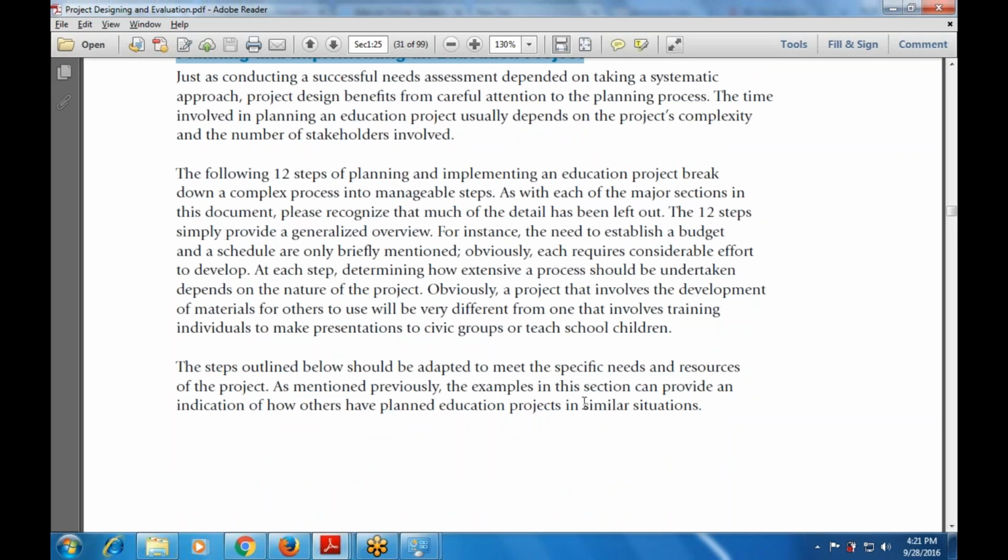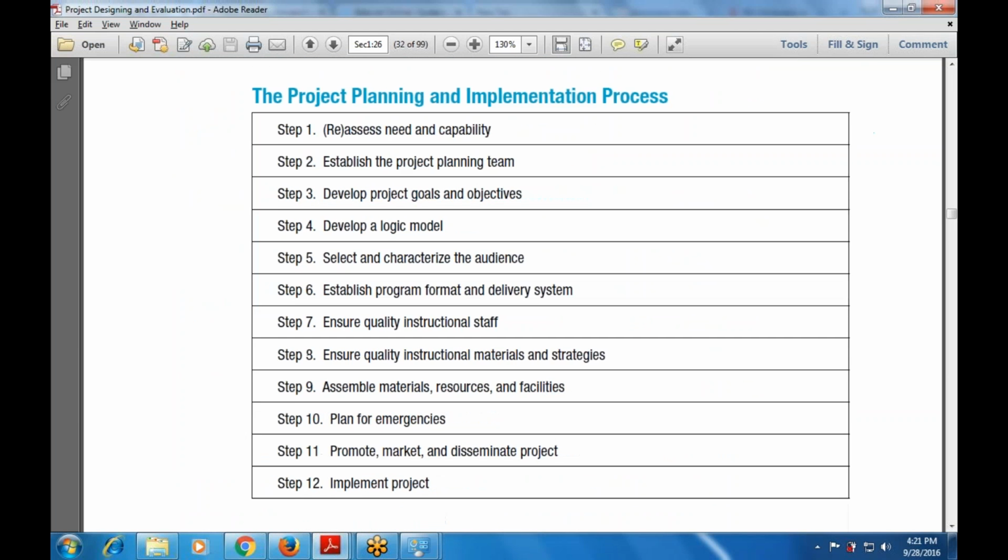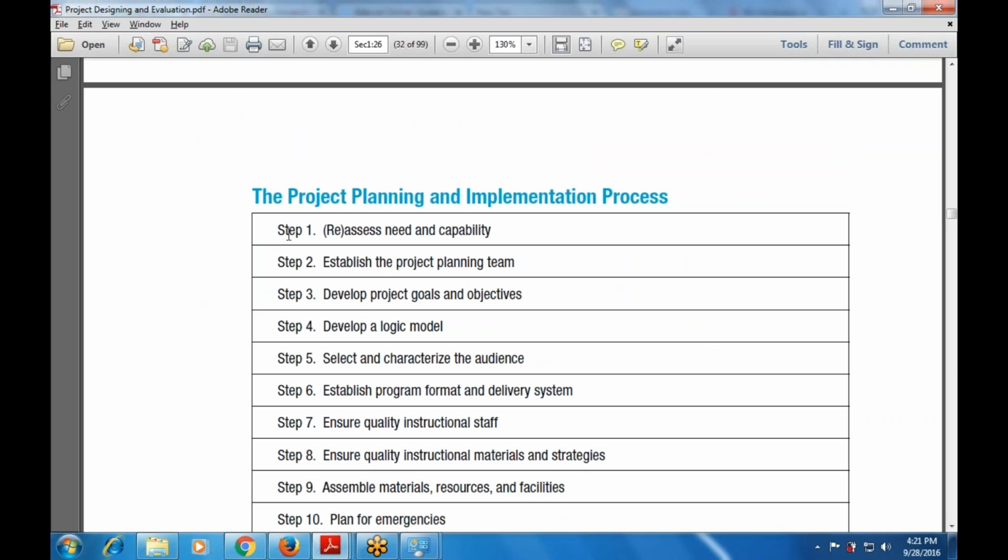As mentioned previously, the examples in this section can also provide an indication of how others have planned education projects in similar situations. Now these are the 12 steps. Step number 1 is assess need and capability, or reassess. Then establish the project planning team, whatever planning team is available. Then develop the project goals and objectives. Then develop a logic model.